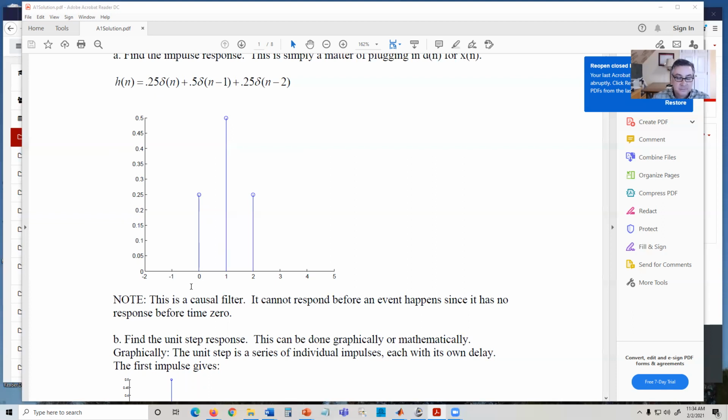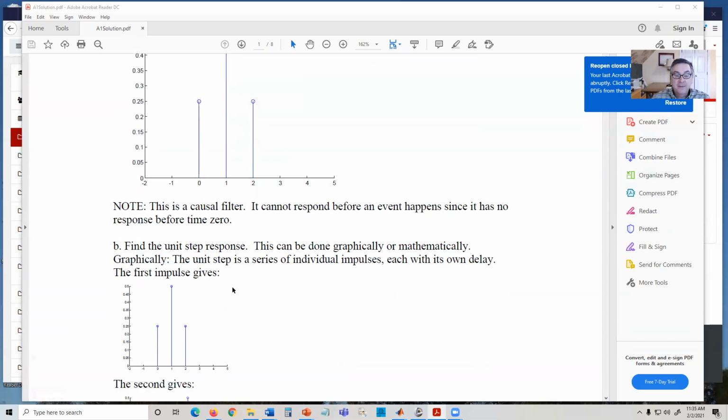We will talk more about that later. Another way of thinking of causal, though, is that it doesn't respond to an event before the event happens, whereas a non-causal filter will somehow respond to the event before it happens on the time scale. So again, in real world time, everything has to be causal.